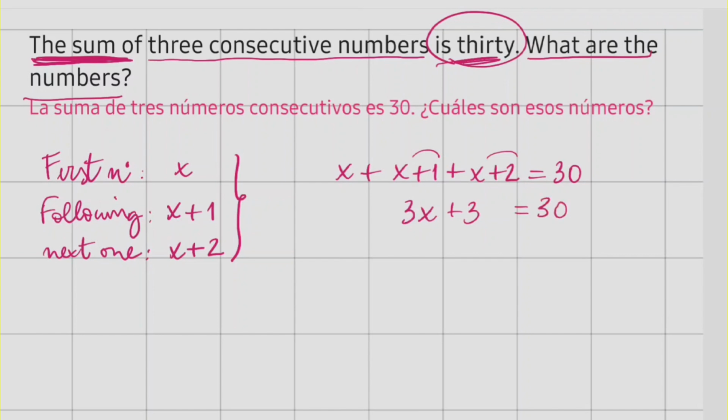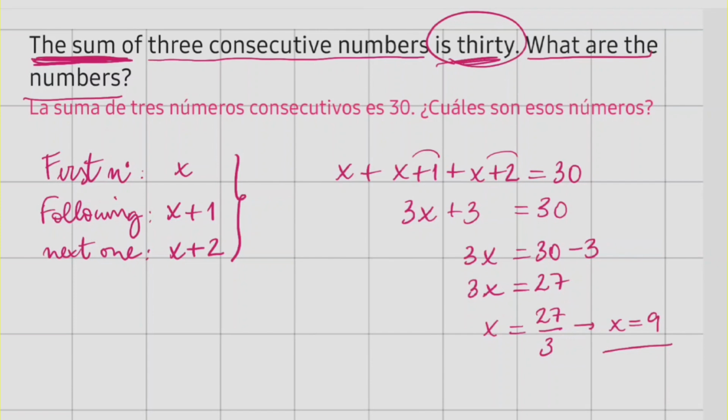And now we can take away 3 units from each member of the equation. So we can say 3x equals 30 minus 3, which is 3x equals 27. That means that 3 times one number is 27. One number is that. Well, that must be 9. In other words, we can say x equals 27 divided by 3, and that means that x needs to be 9.